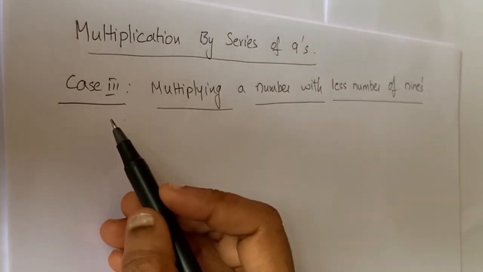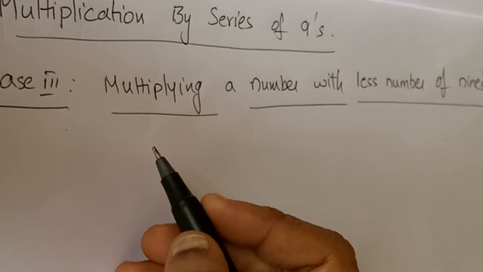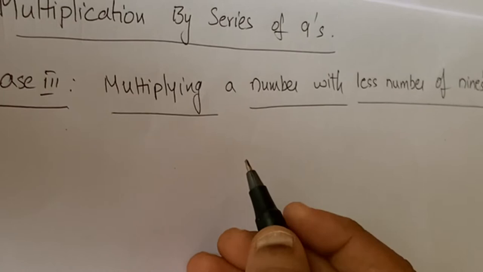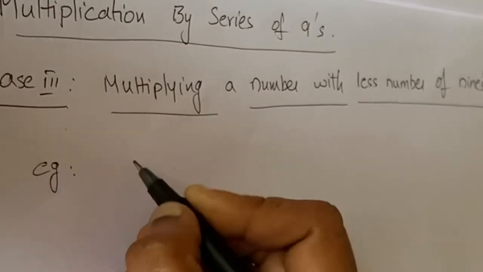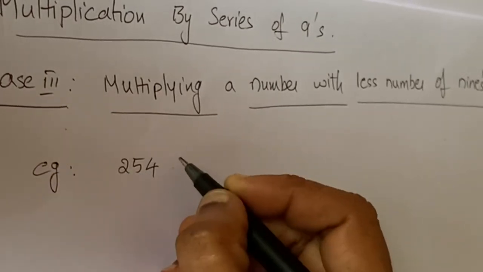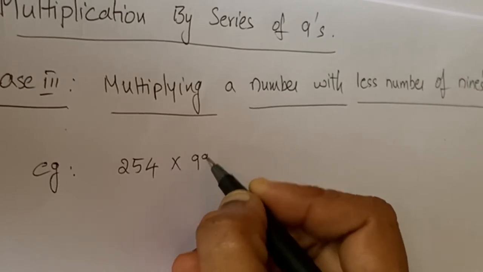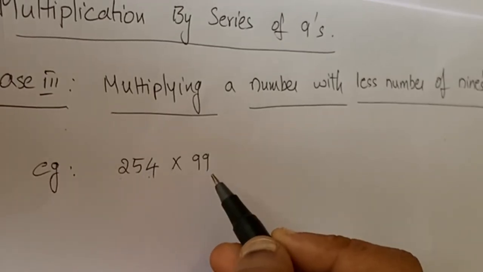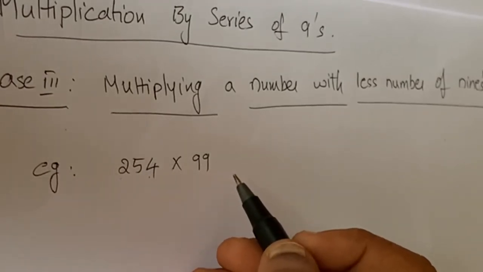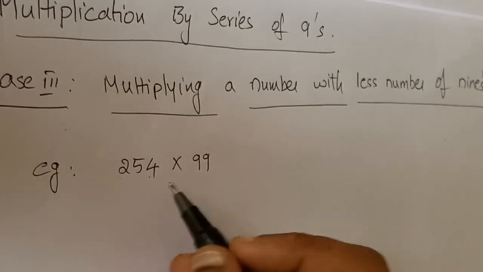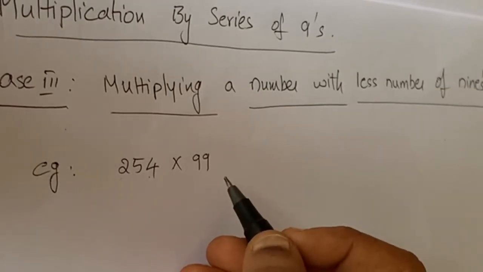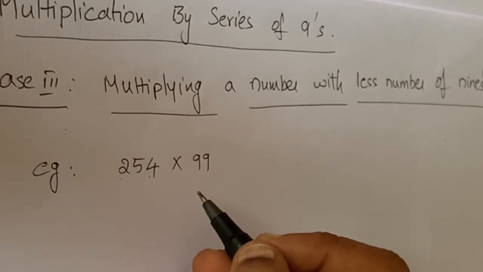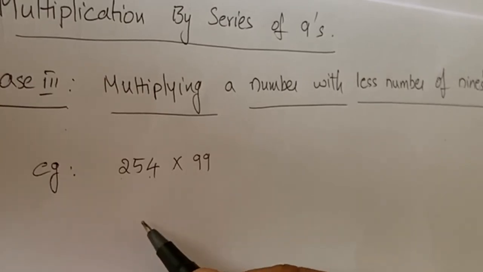So here that is a case. If the multiplicand consists of more digits than the multiplier 9 series. Take an example, 254 multiplied by 99. So here the multiplicand consists of 3 digits and the multiplier consists of 2 digits. In previous sessions we learned that if the multiplicand and multiplier have equal digits, or if the multiplier has more nines than the multiplicand. So this is the third case.